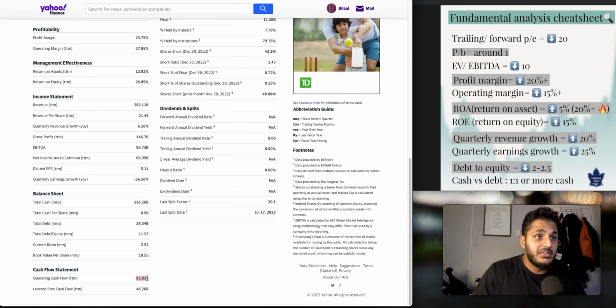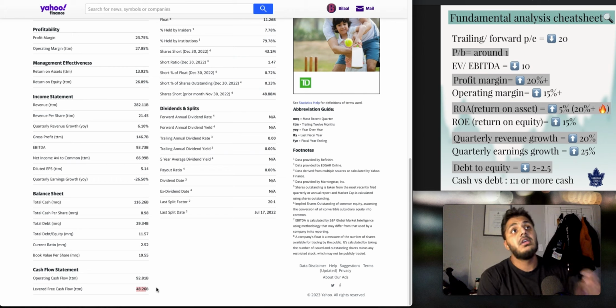Okay, this is how much money they make after operating costs, and this is levered cash flow, how much money they have left after, again, all the bullshit, but they use this money to invest it back in their growth. So if they have a positive cash flow, positive levered free cash, that means they have enough money to grow if they chose to.